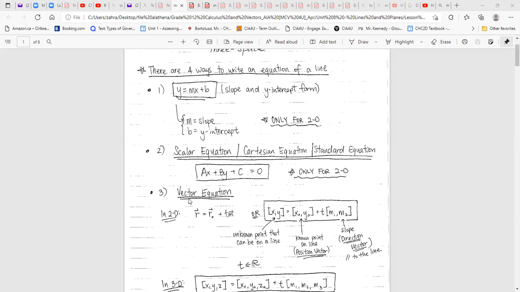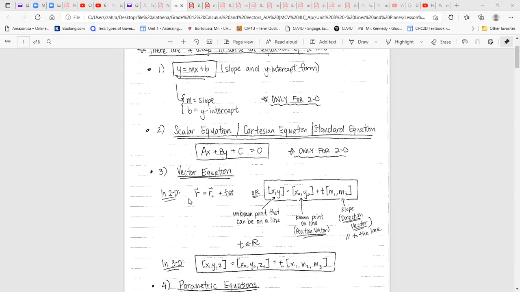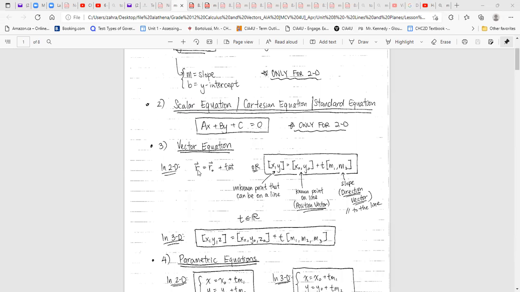And there is another way, the vector equation: r is equal to r0 plus t m, where t is the parameter. It could be any number. r is your x and y, and r0 is any point on your line. m is a direction vector, which is related to the slope.